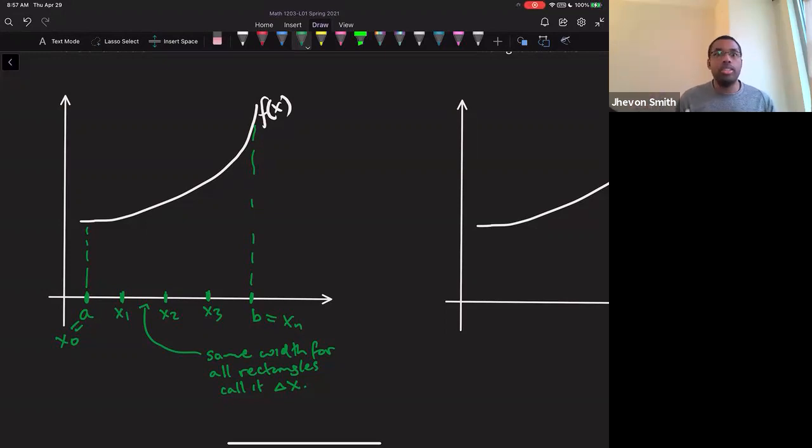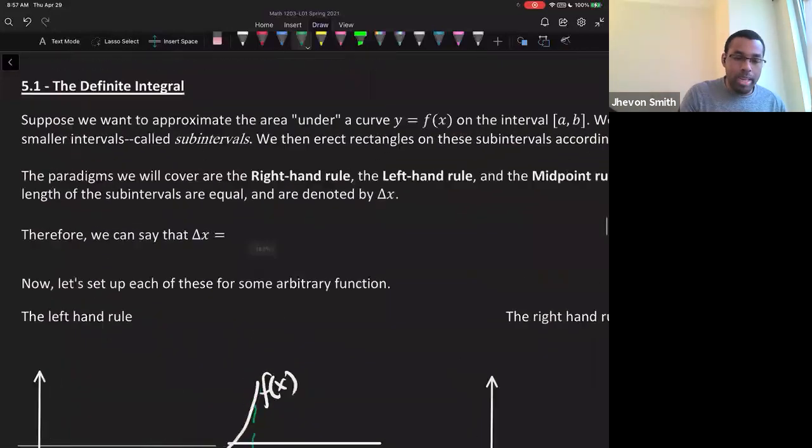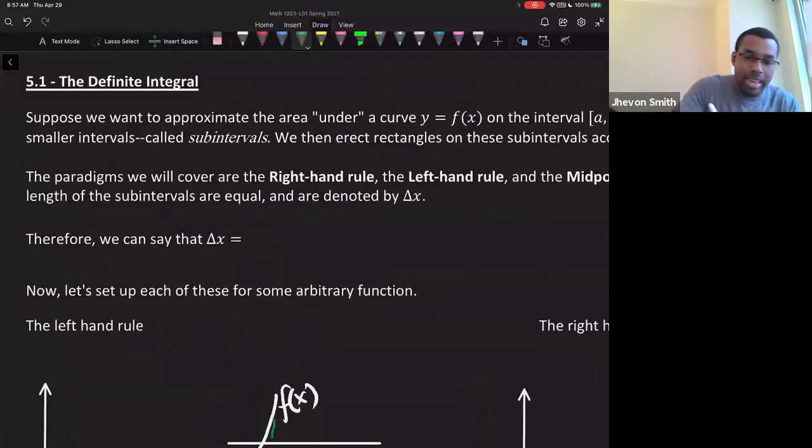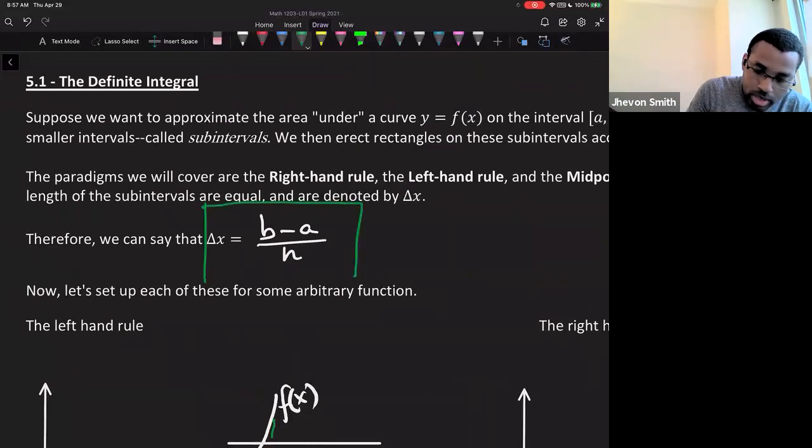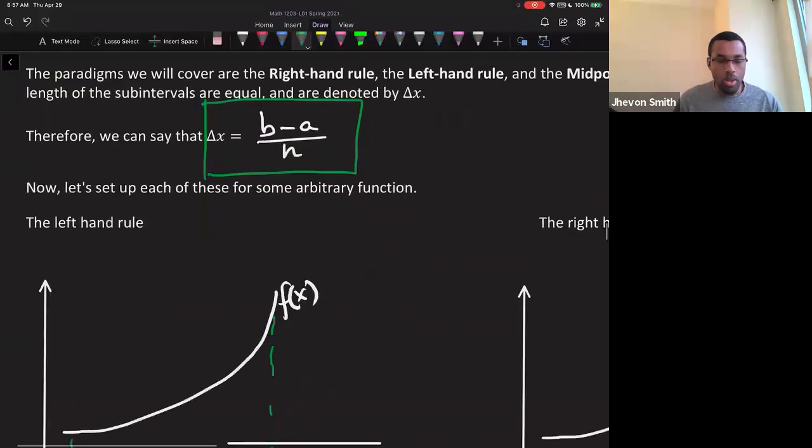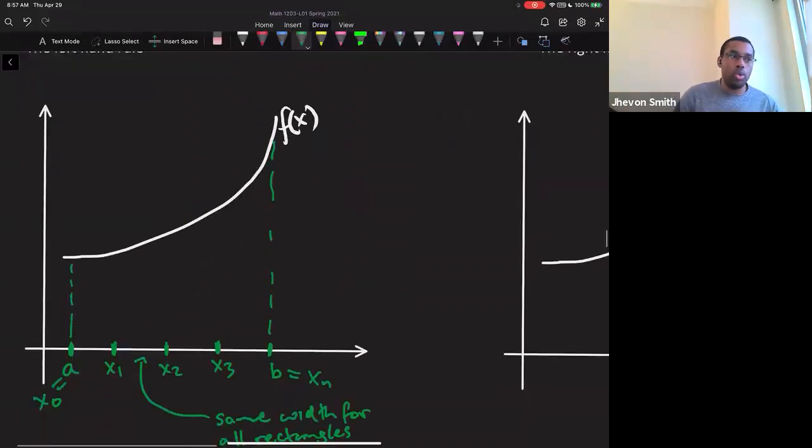So that's the idea. The length of this interval is b minus a, and to get n equal subintervals, each one has to have length b minus a over n. That brings us to the notes here. We can say that our delta x is going to be b minus a over n, and that is always going to be true. That's what we're always going to take our delta x to be, b minus a over n. All rectangles have equal width. Okay, cool.